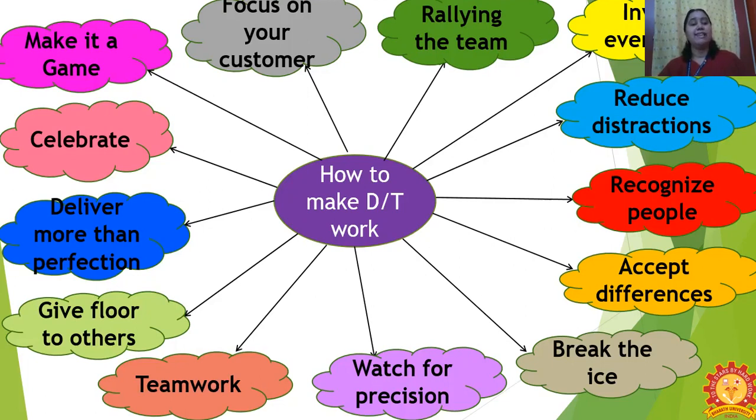Then the next point is deliver more than perfection. What do you mean by delivering more than perfection? See, be better, which means that what you are expected to do is being more achievable than what is expected. This is not something that you can always do, but you can obviously try to exceed the expectations of your superiors, and you can deliver beyond perfection. That is possible, and it is possible only because of design thinking.